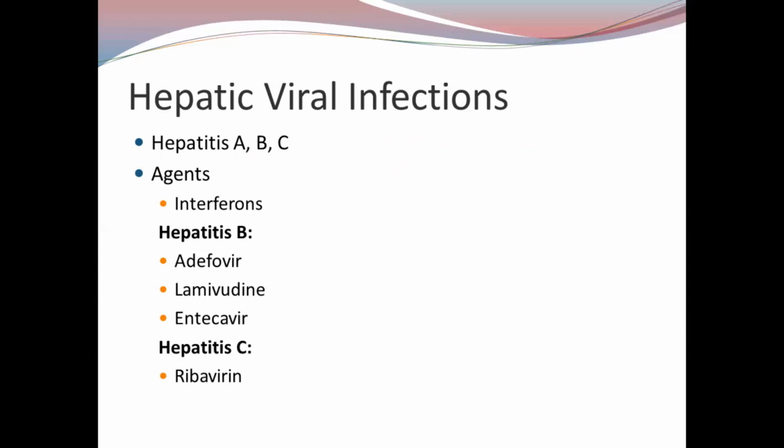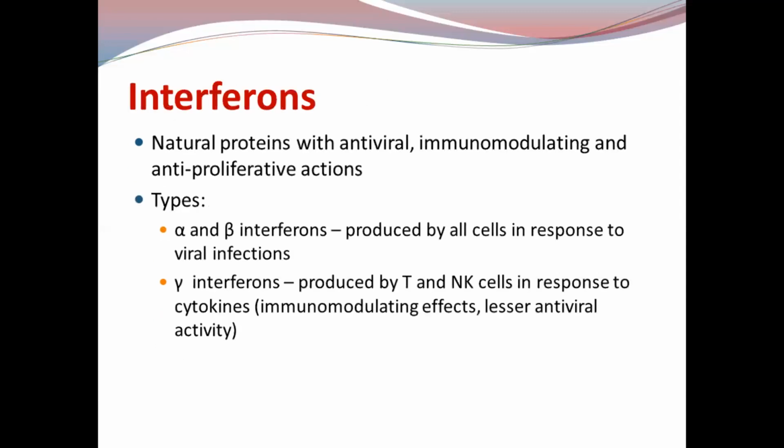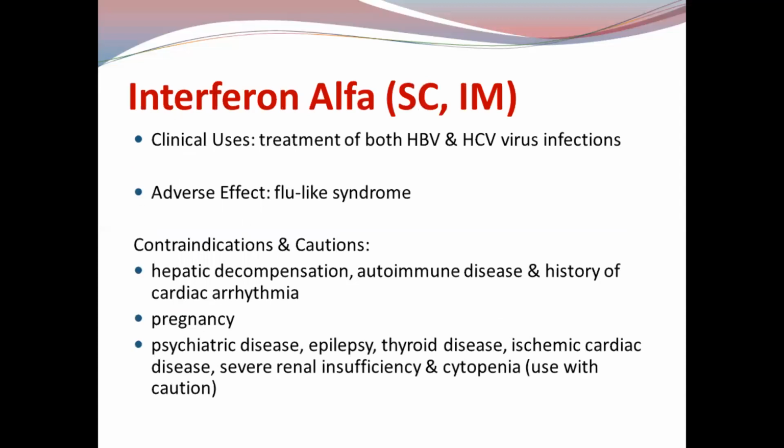For hepatitis B, we give adefovir, lamivudine, and entecavir. For hepatitis C, ribavirin. Pwede rin yung interferon. So, interferons are natural proteins, no? That are immunomodulatory. There are types like alpha and beta and gamma. So interferon alpha is used for HBV and HCV, no?